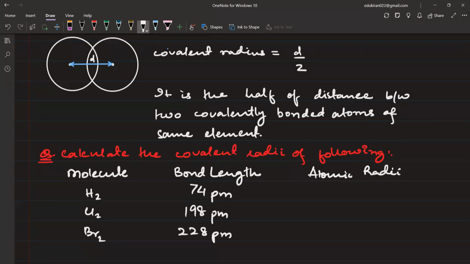ऐसे सवाल आएंगे नहीं आपको, बस आप एक बार यहाँ पे लिख दीजिए atomic radius क्या क्या होगा. It will be the half of the bond length, right? The distance between the two covalently bonded atoms, that is the bond length. Bond length का आधा atomic radii. Half of bond length will be atomic radii.